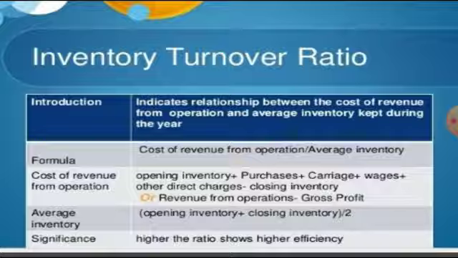Cost of revenue from operations includes opening inventory plus purchases plus carriage plus wages and other direct charges minus closing inventory, or revenue from operations minus gross profit. Average inventory is equal to opening inventory plus closing inventory divided by 2. The significance here is the higher the ratio, the higher the efficiency.